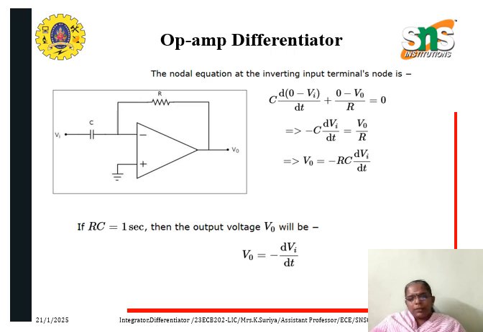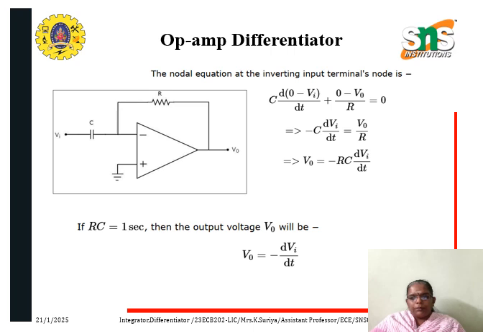From this, V naught is equal to minus RC into dVi by dt. When RC is equal to 1, we'll be getting V naught is equal to minus dVi by dt. So the op-amp based differentiator circuit produces an output which is the differential of the input voltage when the magnitudes of the impedances of the resistor and the capacitor are reciprocal to each other. Note that the output voltage V naught is having a negative sign, which indicates that there exists a 180 degrees phase difference between the input and the output.